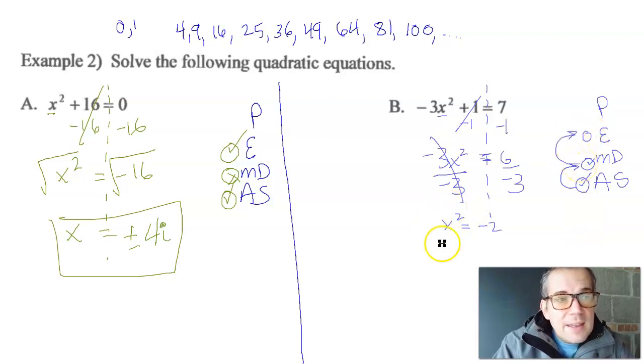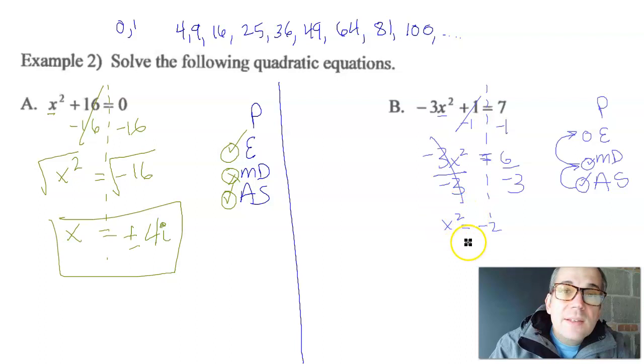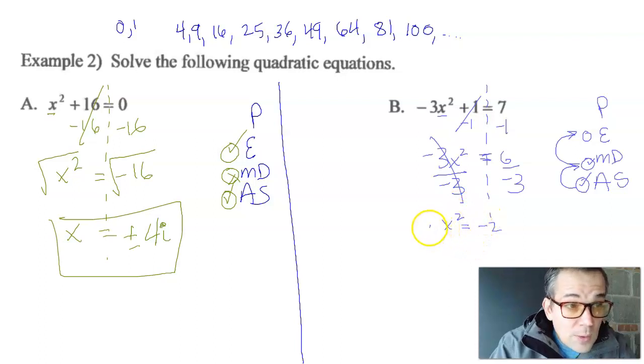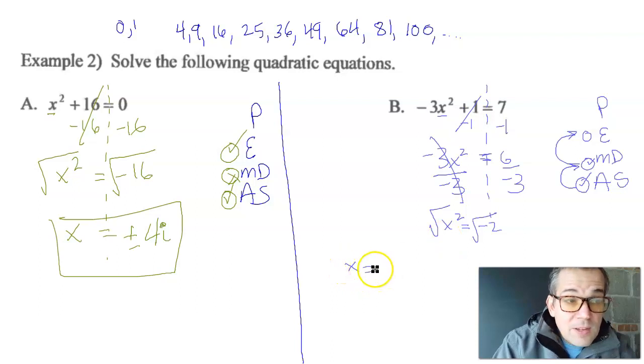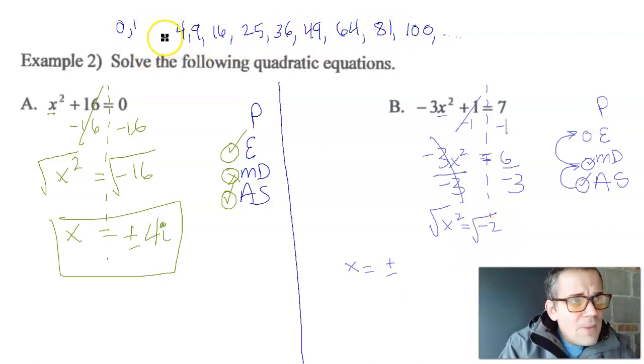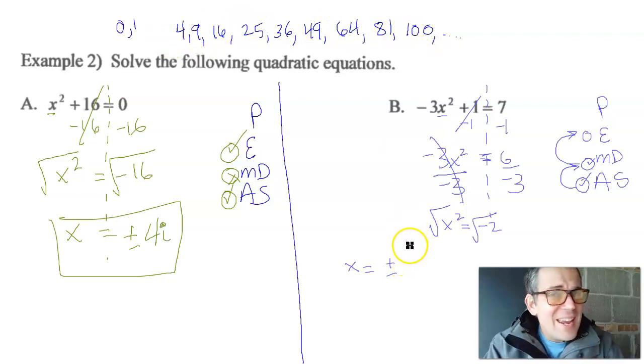Is there anything on this side? Are there any exponents? Yes, there's a squared. And the way to get rid of a square is to square root. So I'll square root. And I'll square root. Because I put the square root in there as a person solving the problem, I've got to put plus or minus. Unfortunately, 2 is not in my list. There's not a number that multiplies by itself to make 2. But I can't leave that negative in there either.